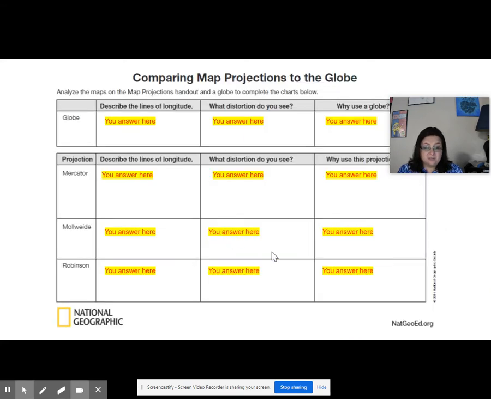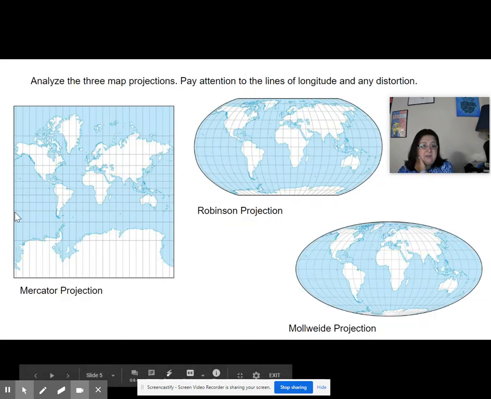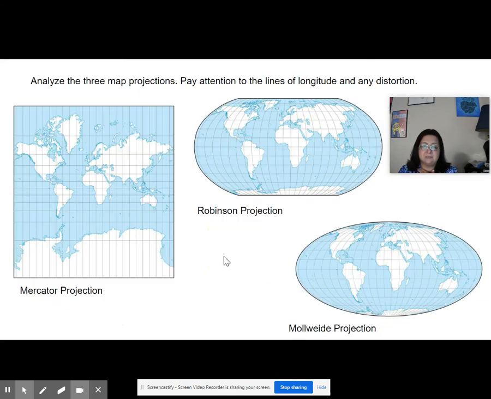Once you are looking at all of that, you are going to go back and forth and answer the questions that are here. Remember that your longitude lines are the up and down lines. So when we are asking about the lines of longitude for all of these different maps, that's what we're looking at. Okay, good luck.